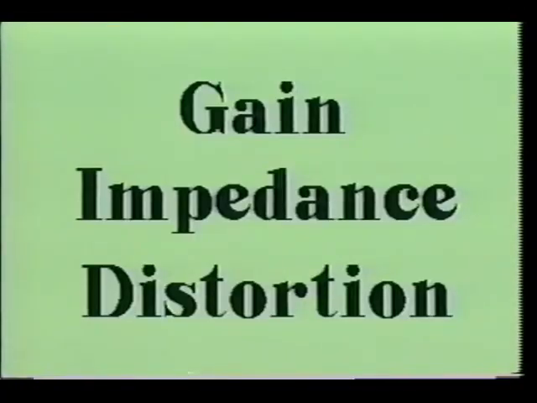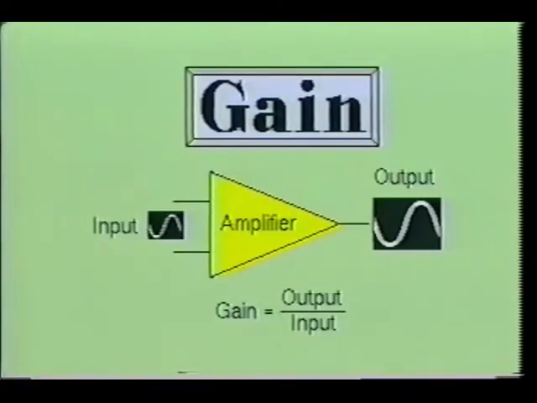The characteristics of all amplifiers may be described in terms of a few basic parameters: gain, impedance, and distortion. The gain of a circuit is a measure of the increase in signal level from the input to the output. Gain may be measured in terms of current, voltage, or power. The unit of measurement for gain is the decibel. In general, gain equals the output divided by the input.